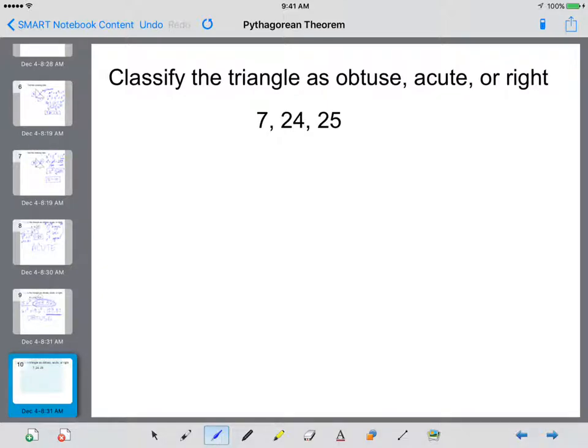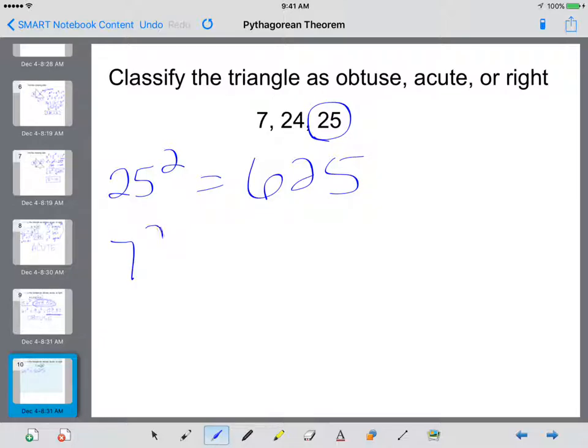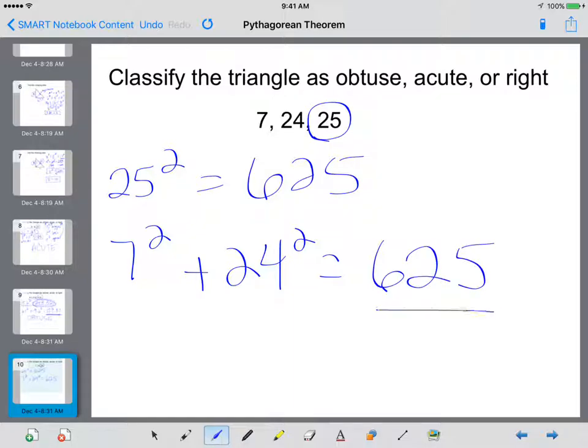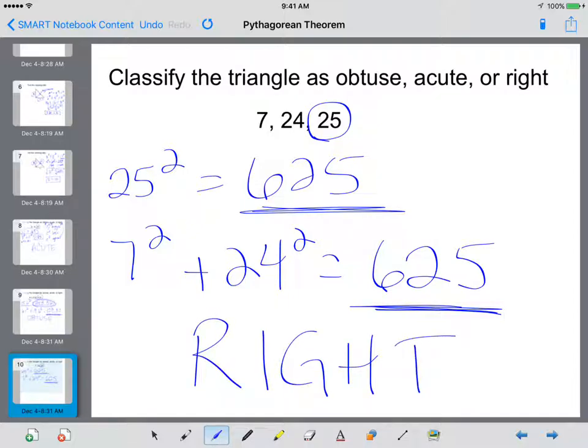Here's the last example. Biggest number is 25. I'm going to take 25 and square it, and I'm going to get 625. I'm going to take 7 squared plus 24 squared, and that happens to be 625. Notice that both numbers are equal. Therefore, this would be considered a right triangle.